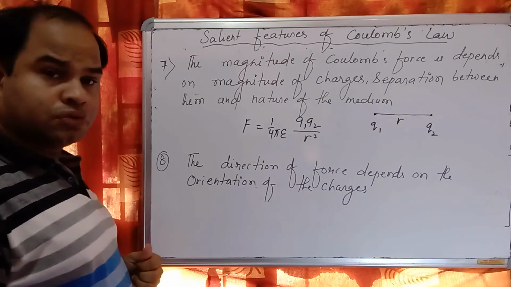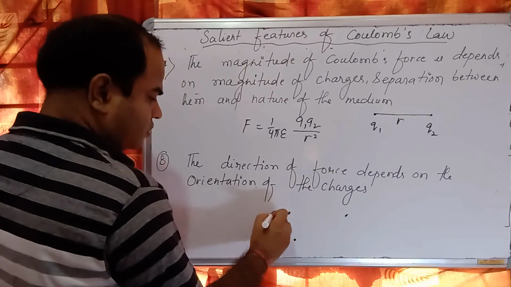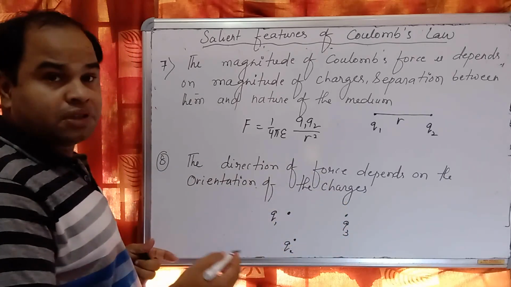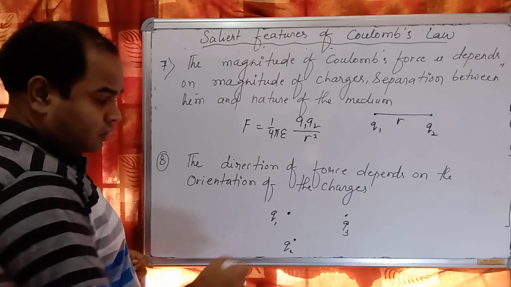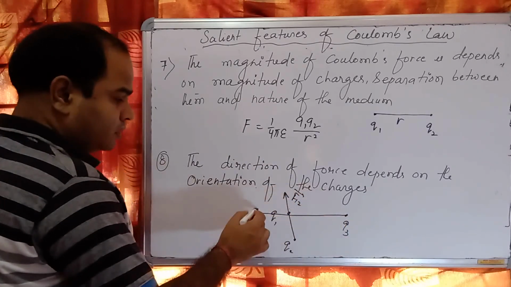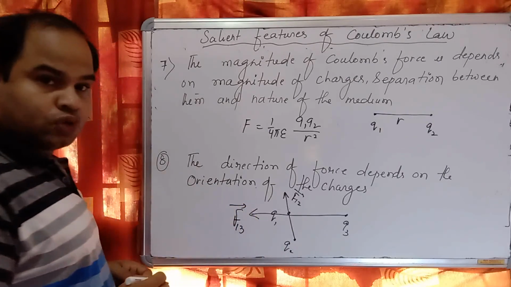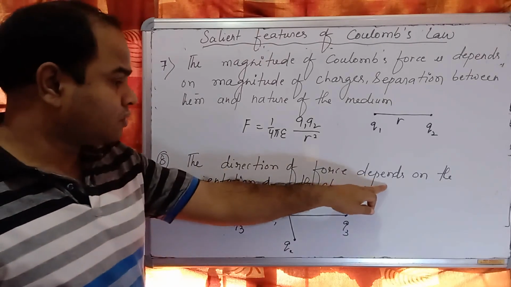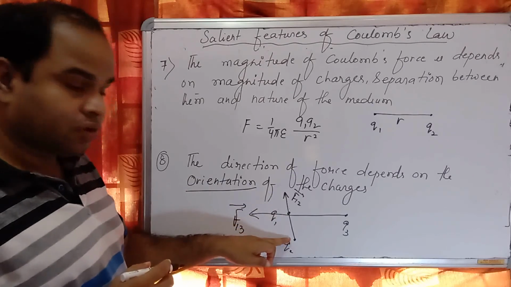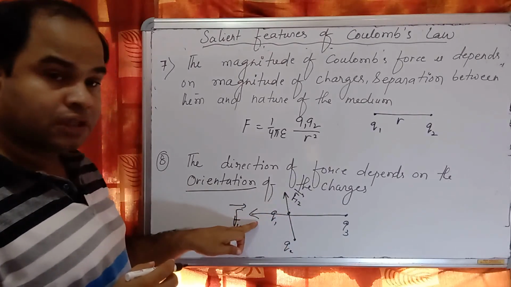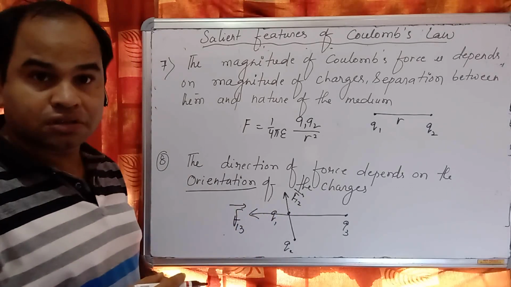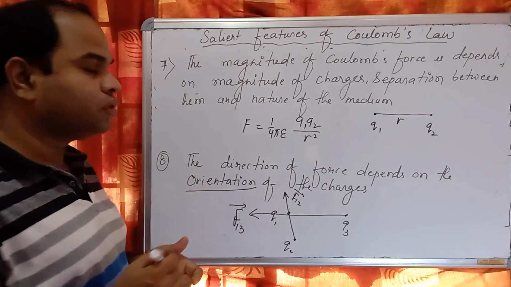And last is the direction of the force. Let us consider three charges, Q1, Q2 and Q3. All are positive charges, so they will repel each other. If we find the force on Q1, Q2 will repel Q1 in this direction, and Q3 will also repel Q1 in this direction. So the direction of force depends on the orientation of the charges. Orientation means position. This force depends on the position of Q2, and this force depends on the position of Q3. That means the force depends on the position of other charges. So the direction of force depends on the orientation of charges.